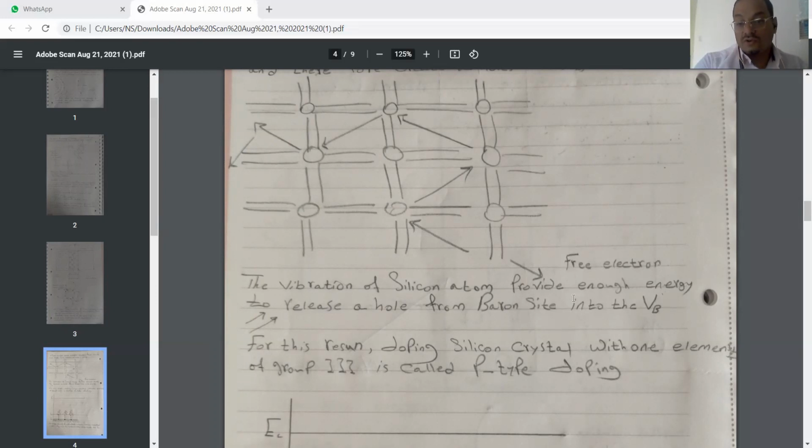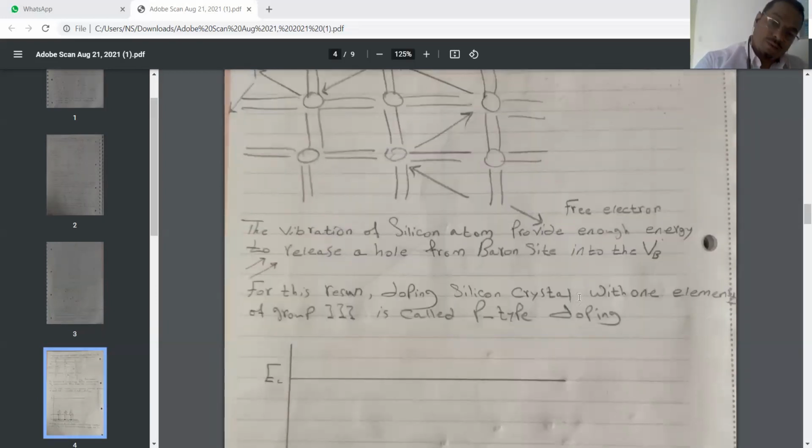For this reason, doping a silicon crystal with an element of group 3 is called p-type doping. Like I said before, p illustrates the holes, and by these holes this will be a positive charge doping. At the same time holes illustrate positive charge, and we selected the appropriate letter, P, to explain this process, that's why we say p-type doping.